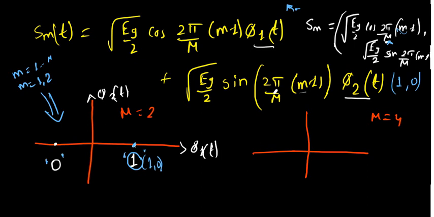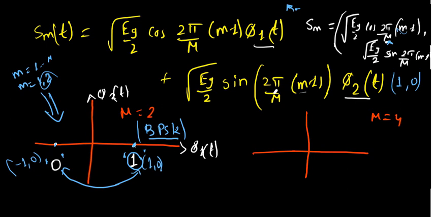And similarly for m equals to 2, the second will be minus 1 comma 0. So in the m equals to 2 case, we are just getting two things, which is also called BPSK. And if you can notice, this is nothing but binary phase shift keying. We are having just two symbols, bit 0 and bit 1, which is the same as PAM. You can see this, same as PAM for m equals to 2 case, right?